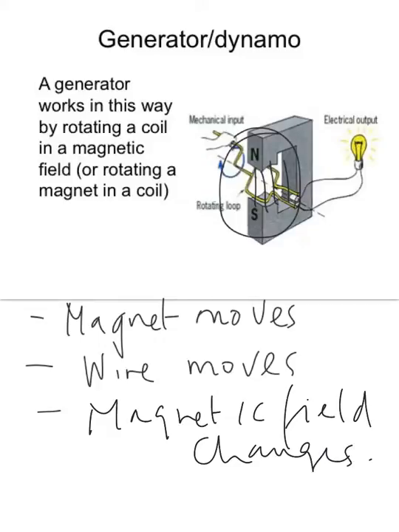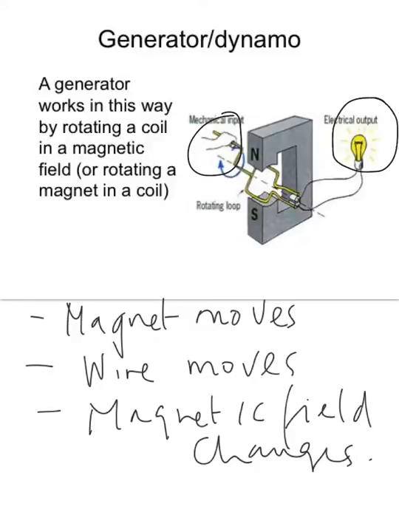Now what we have up here is a really simple version of a generator. A hand-spun dynamo where you are physically moving a wire inside a magnetic field which is fixed. And this is what generates current in the light bulb.